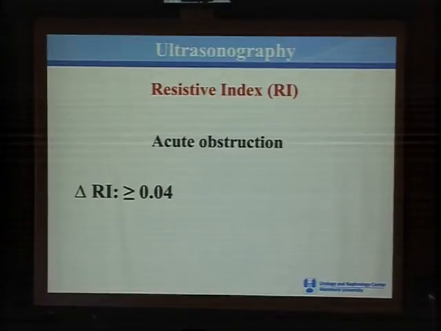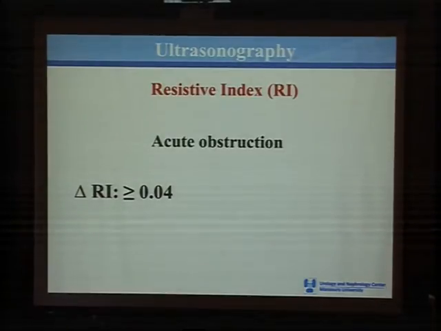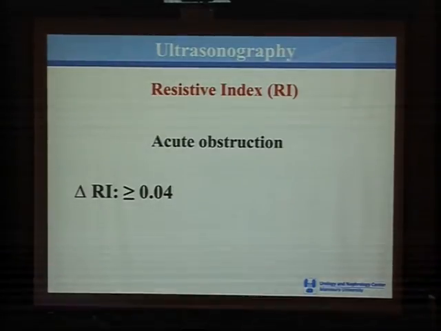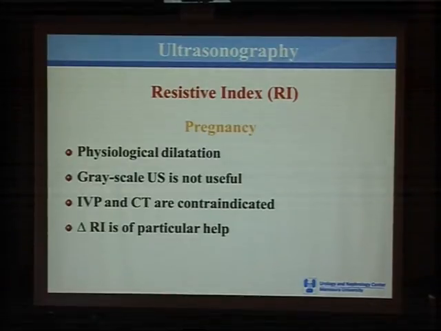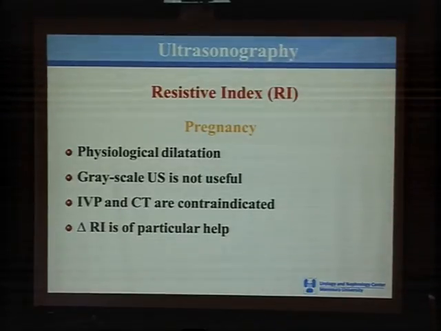This is very important in acute obstruction. The previous information was about chronic obstruction. For acute obstruction, a delta resistive index of more than 0.04 is diagnostic of acute obstruction. And in pregnancy, we have limited tools to diagnose obstructive uropathy.